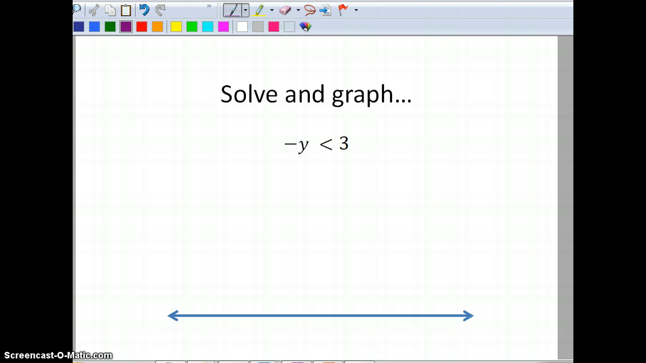Okay, last one. -y < 3. Okay, I can't have a negative variable. Well, what's the coefficient of that y even though I don't see it? That's right, it's 1. So now I need this to be positive. So I'm going to divide both sides by -1. What did I just do? I divided by a negative. And whenever you divide by a negative, what do you have to do to your inequality symbol? You have to change the direction. So now I have y is greater than -3.